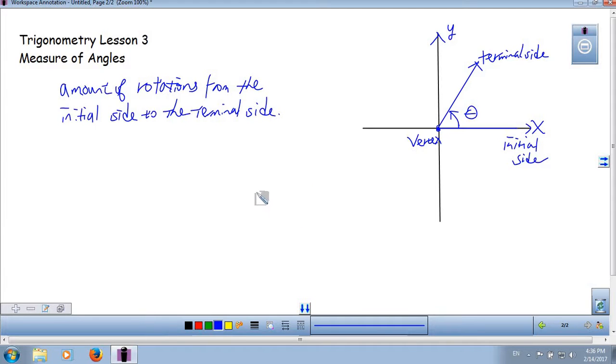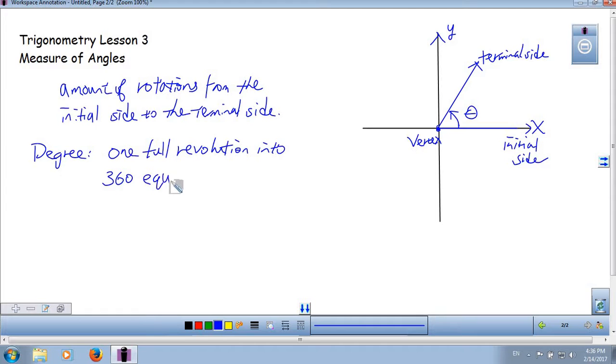Now, there are several systems of measuring an angle. One of the most common ones is, of course, called the degree. In a degree measurement, we divide one full revolution into 360 equal parts, and each part is called a degree.